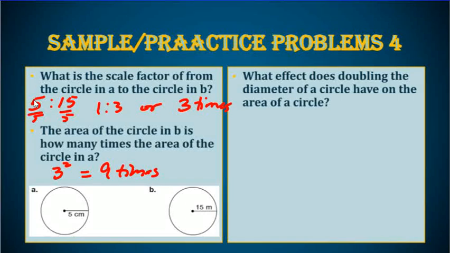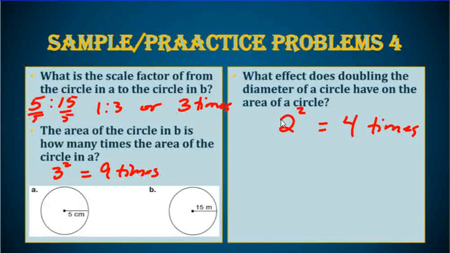What effect does doubling the diameter of a circle have on the area of the circle? Well, if we double, that means twice the amount of diameter, and since we're doing area, we would have to square units. So I would square the ratio, which would square the scale factor, which is 2. So it would be 4 times the area of the original circle.